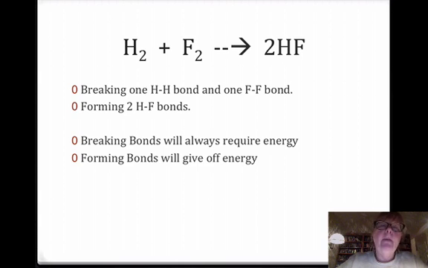So first of all, if we're looking at a chemical reaction, here's a simple one: H2 plus F2 yields 2HF. We're going to have to break the bonds in the reactant molecules. So we're going to have to break a hydrogen-hydrogen bond and a fluorine-fluorine bond. And breaking bonds always takes energy. And the energy it takes to break these bonds is given in tables in your textbook.